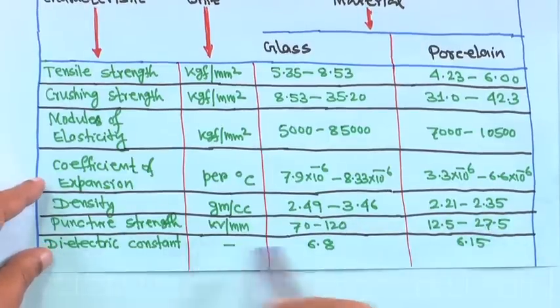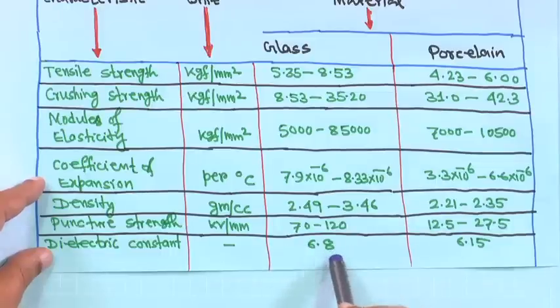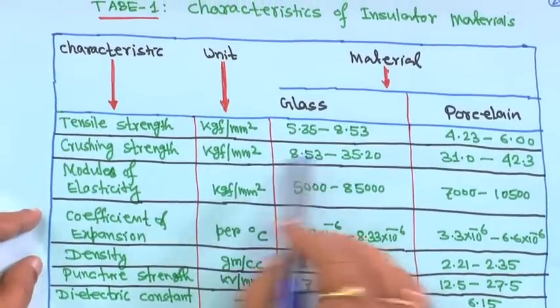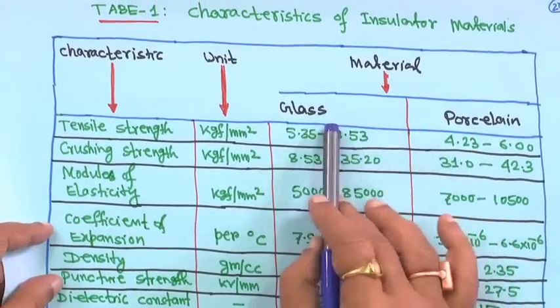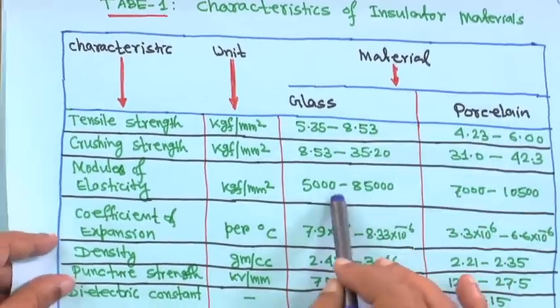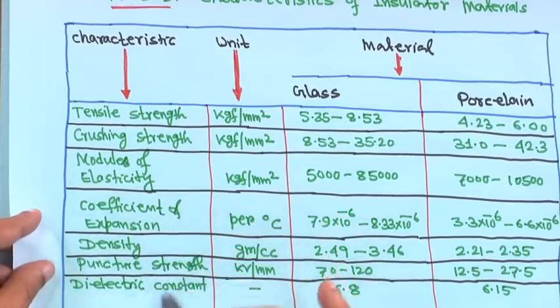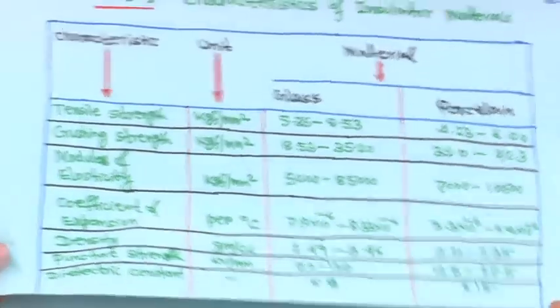And dielectric constant, this is 6.8, higher than porcelain where it is 6.15. So, these are the differences between toughened glass and porcelain, these seven different characteristics.